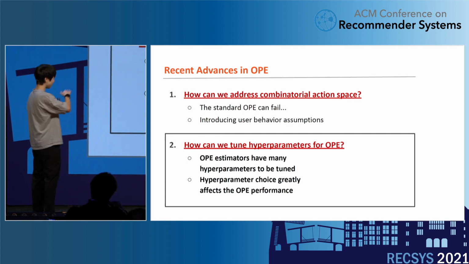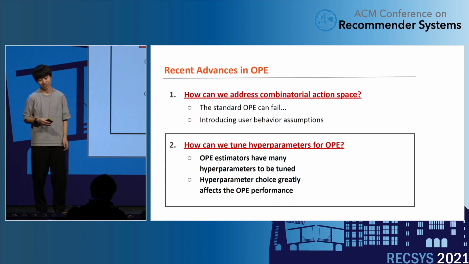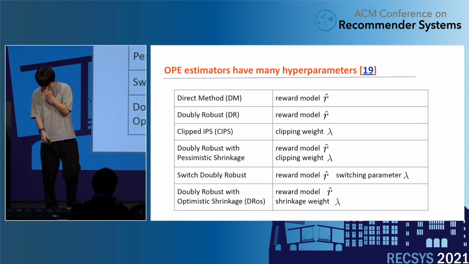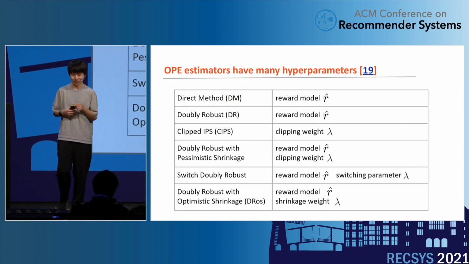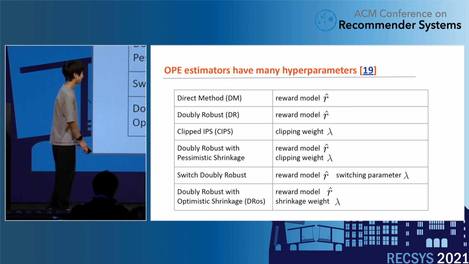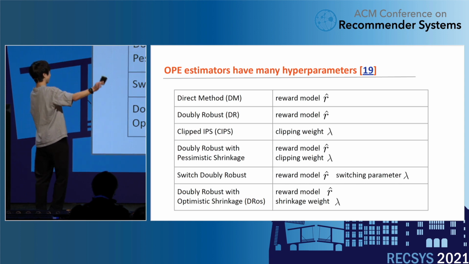So let me just briefly look at how to tune hyperparameters for policy evaluation. It's going to be just 10 minutes or so. So let's go back to the standard world. There's no combinatorial stuff. It's too difficult. So let's go back to the standard setting, but we still have some difficult topics.